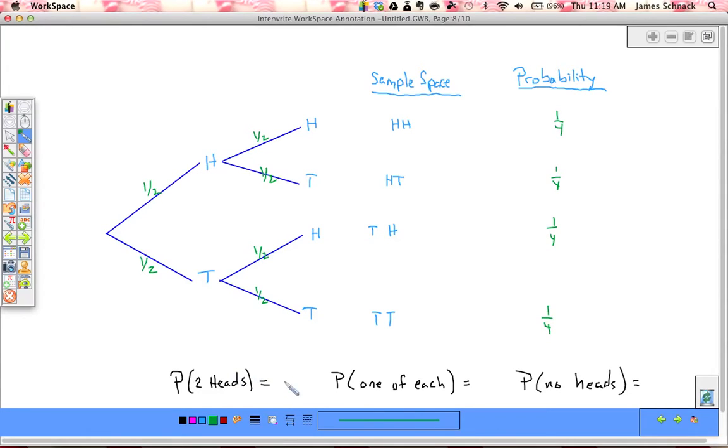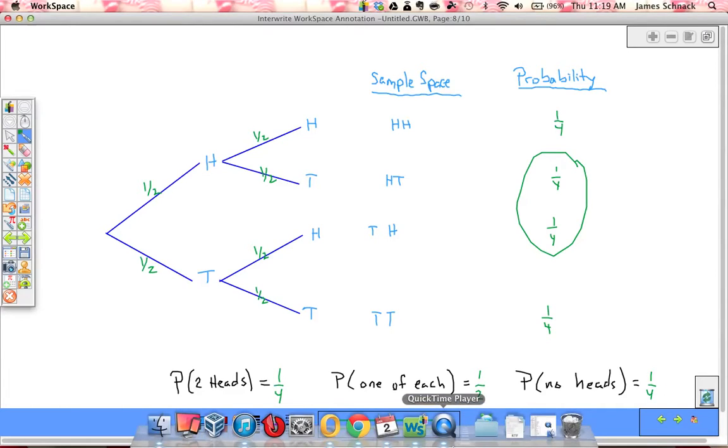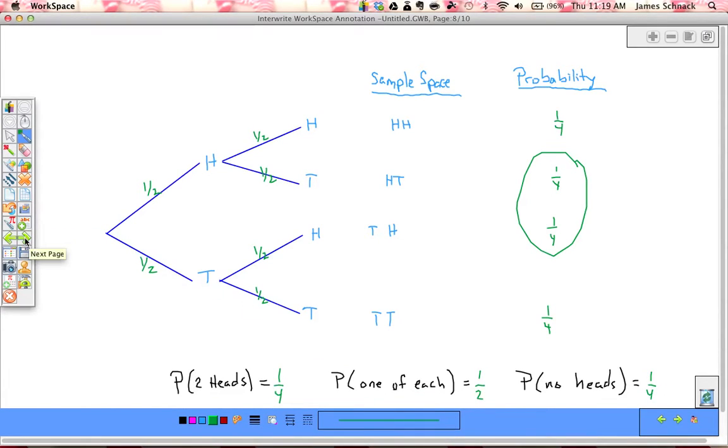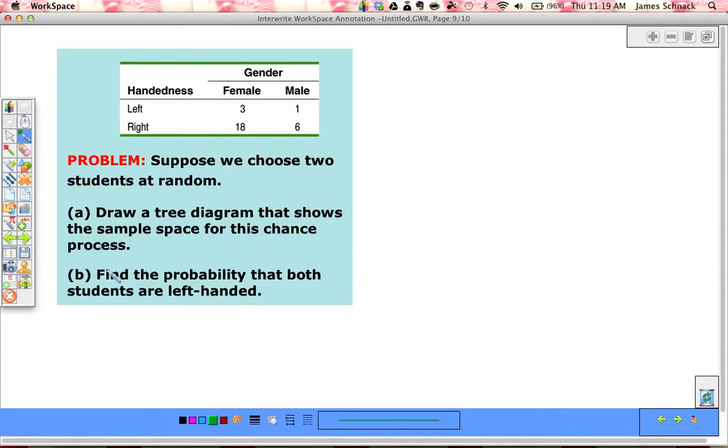So the probability of getting 2 heads, 1/4. The probability of getting no heads, 1/4. And the probability of getting one of each, well, that's both of these things. That's head, tails, or tails, head. We add them together, we have 1/2. So there's the basics of a tree diagram. We'll see it a little bit more right here.